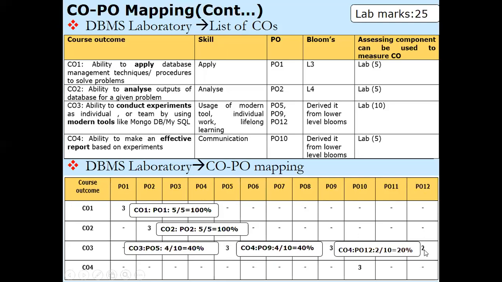Now with respect to CO4, we have written based on the report. In the sense, CO4 is mapped with PO10 from the lab report point of view. It's allocated 5 marks because the student will show communication skill. So 5 divided by 5 is 100%. The weightage is 3.